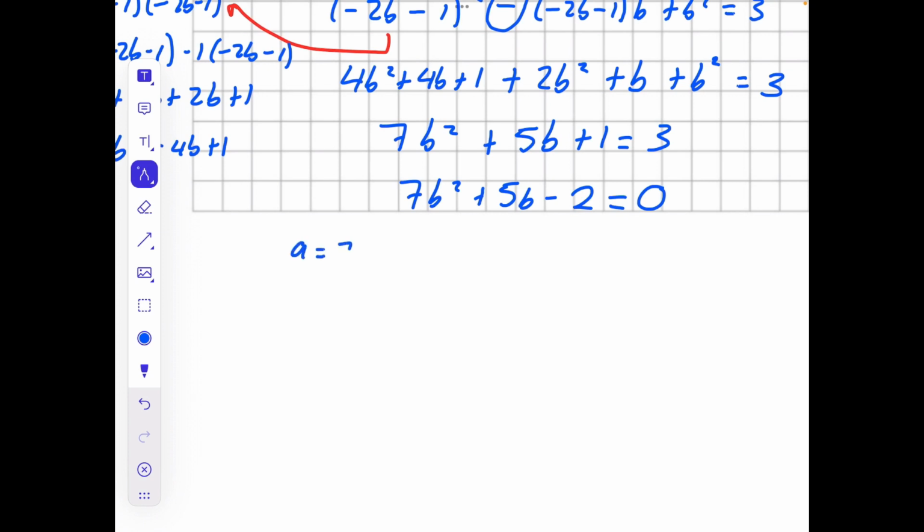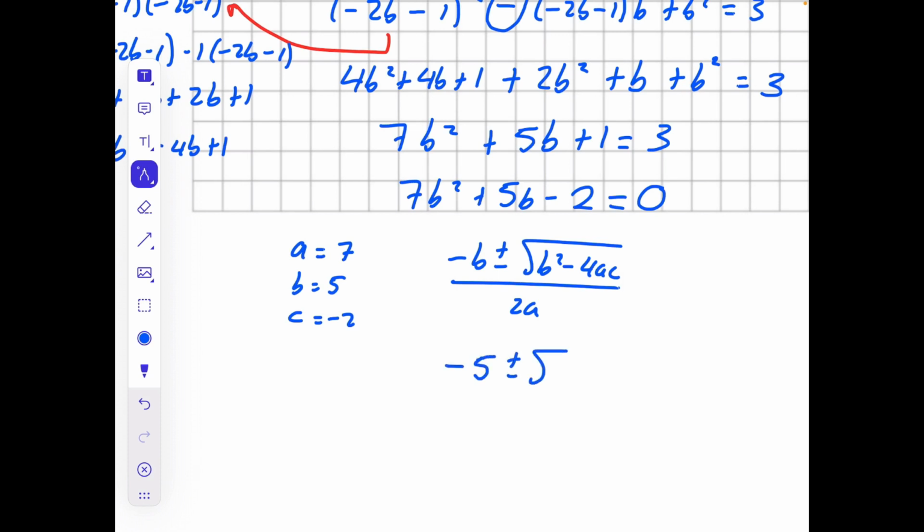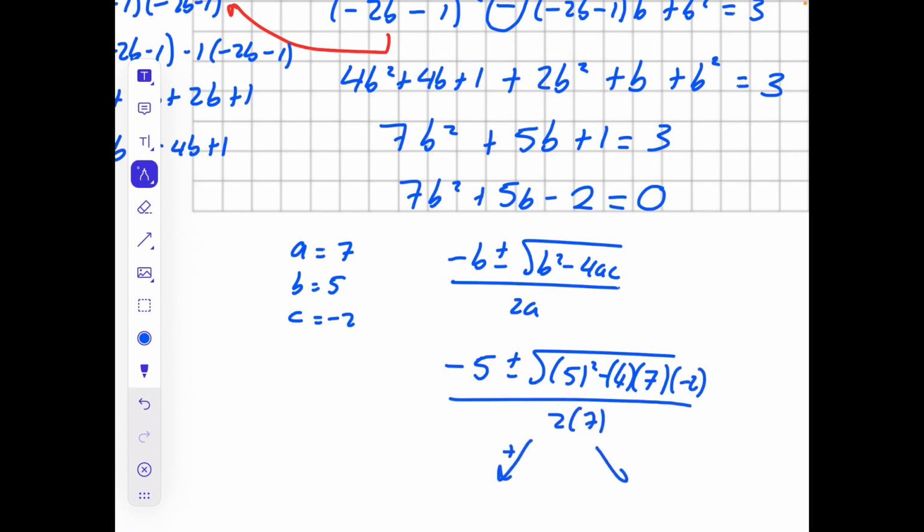So we have a is equal to 7, b is equal to 5, and c is equal to minus 2. Now, be careful. I know there's b's here in the question as well. Just try not to get confused. They do that, I think, on purpose to try and catch you out. But we should be okay. So it'll be minus 5 plus or minus the square root of 5 squared minus 4 by a, which is 7, by c, which is minus 2, all over 2 by 7.